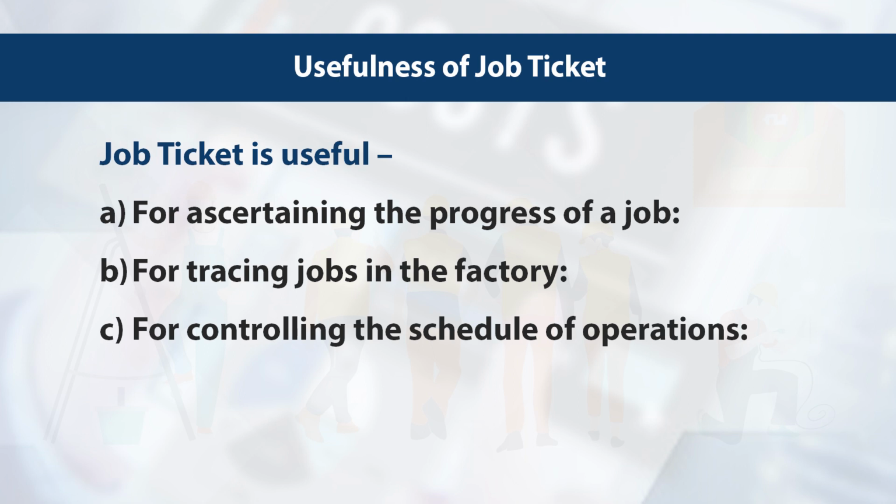Third, for controlling the schedule of operation. The supply of a job on time to the customer is important. If any abnormal delay is happening, it can immediately come to the notice of the management. Due to the job ticket provision, in case of abnormal delay, management can take corrective actions to maintain the planned job schedule.